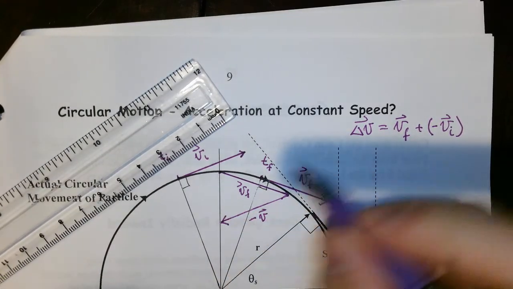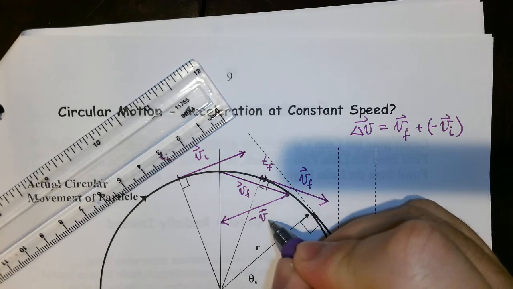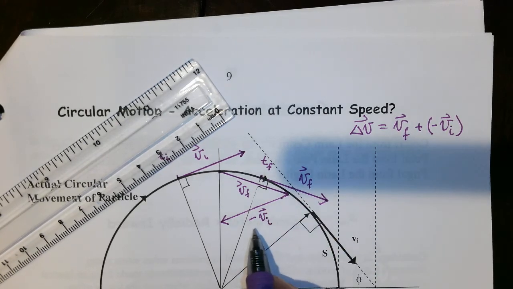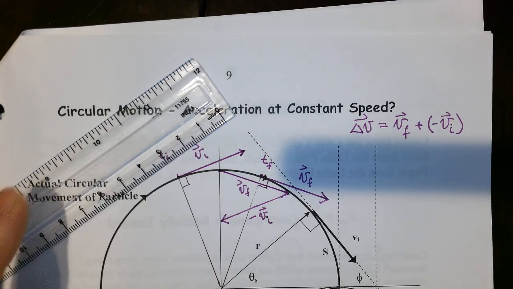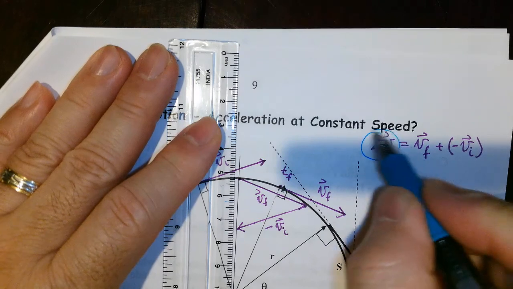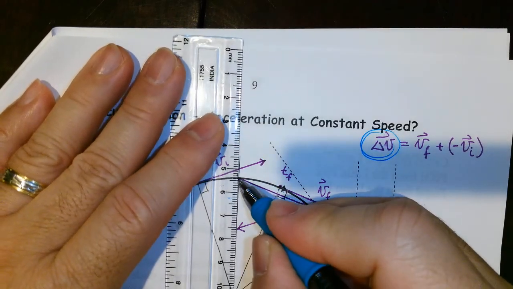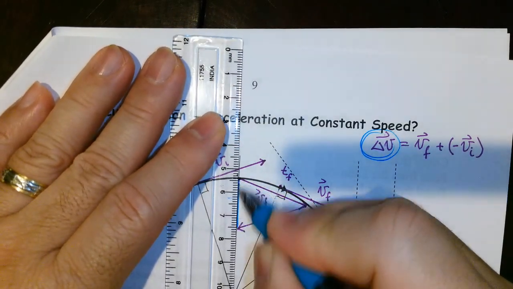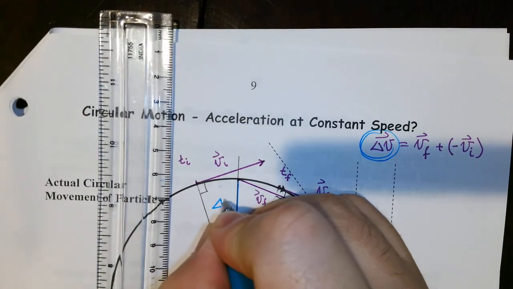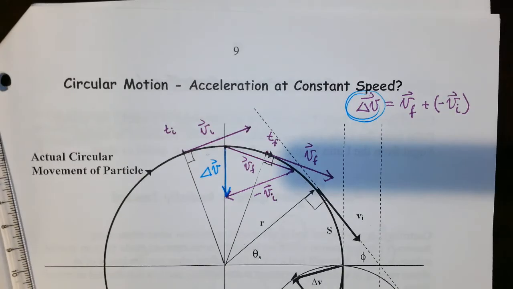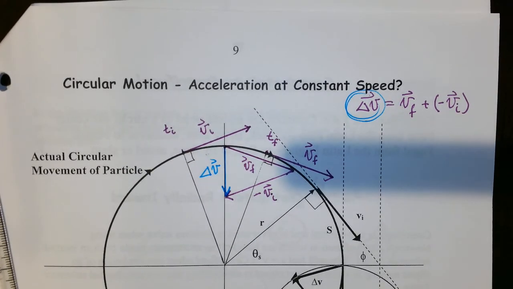So I am subtracting my VI from my VF. Therefore, my resultant is my delta V. Here is my resultant right here. This is my delta V. Okay?